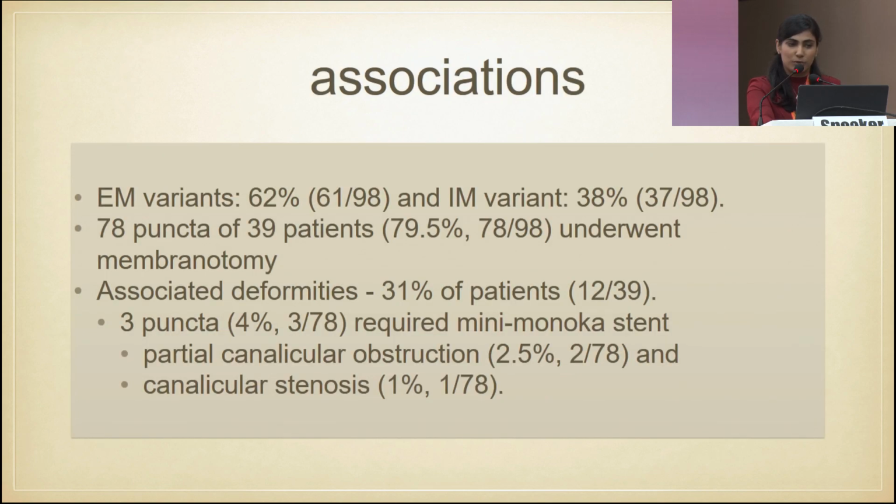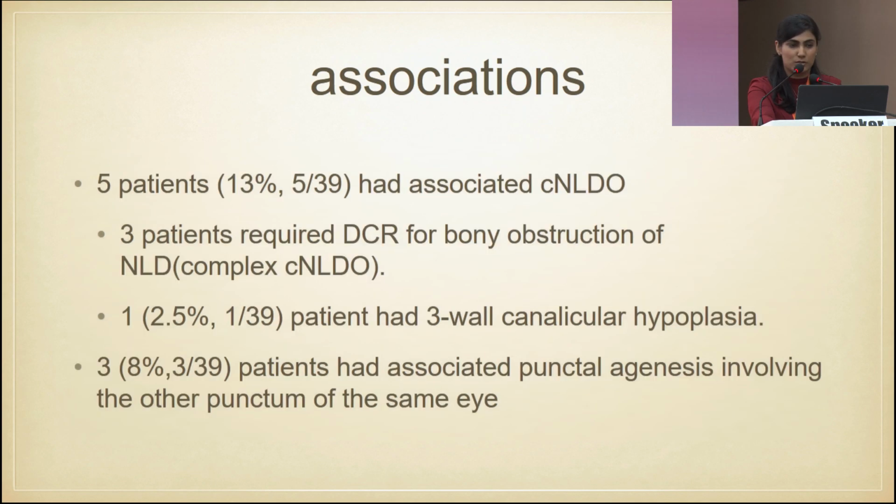The external membrane variant was slightly higher, which was the same as the study published in 2014, and internal membrane was slightly lesser, 38%. 78 puncta of 39 patients underwent membranotomy. Associated abnormalities were seen in 31. We had 3 puncta which required mini Monoka stenting, out of which 2 had partial canalicular obstruction and 1 had canalicular stenosis.